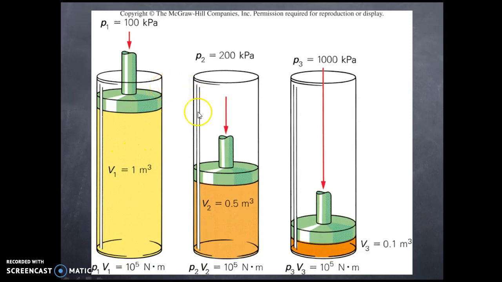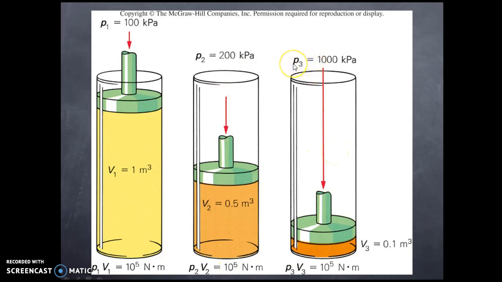With the same gas, this time I want you to double the pressure. So this time the pressure became 200 kilopascals. Since the pressure is inversely proportional to the volume, the volume has to go down. As expected, the volume became half of it, which is 0.5 meter cubed. Now according to Boyle's law, P2 times V2 should be exactly the same as P1 times V1. Let's see if it is the same. P2 is 200, and 200 times 0.5 gives you the exact same number, 10 to the power of 5, here and here. So let's test again further.